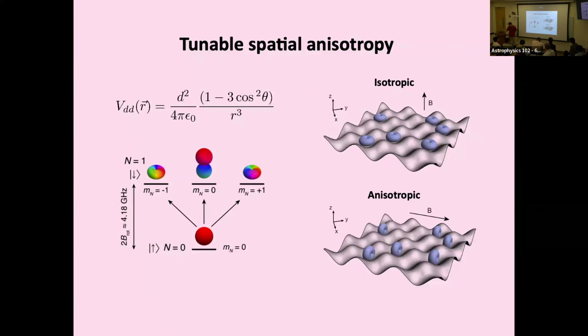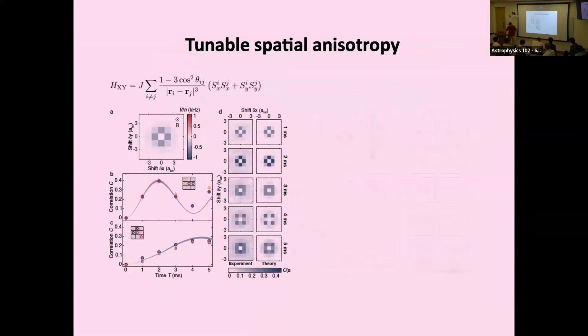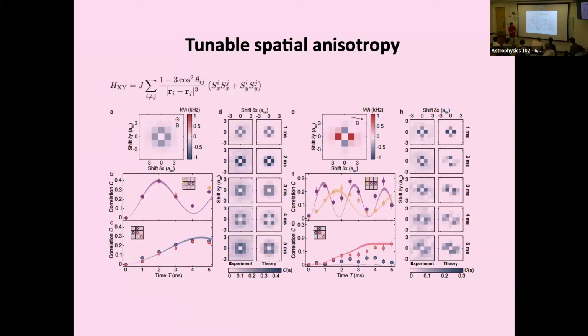And we can verify, we can tune this spatial anisotropy. So here you can see data where you see the spreading of correlations in an isotropic system where the field is orthogonal to the plane. But then when we tilt it, we see the correlation spreading in an anisotropic manner. So that's tuning the spatial anisotropy. But you still have a spin exchange Hamiltonian. But you could ask, can I go even further? Can I tune the spin anisotropy?